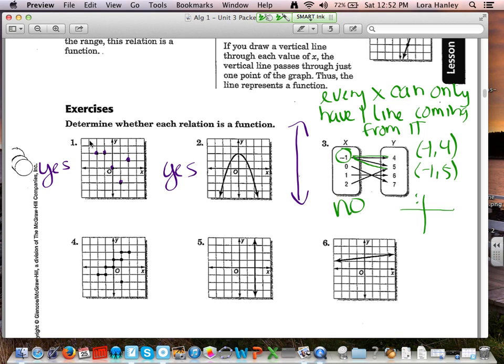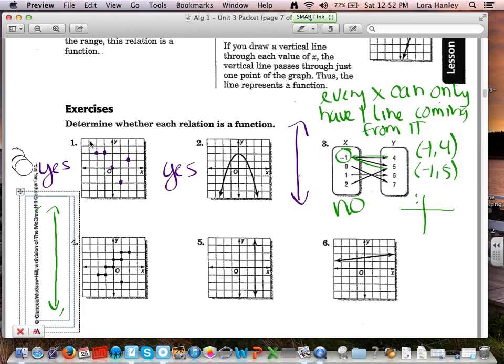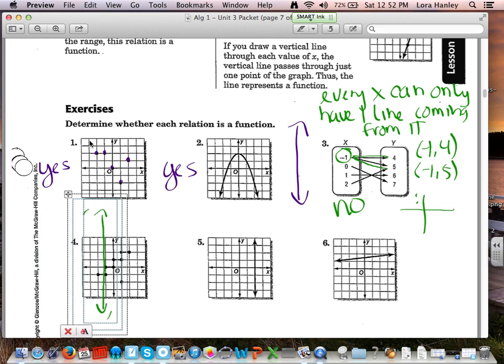In number 4, a new vertical line here. Oh, it's not as vertical as we'd hoped. Hold on. That's a little better. If I use my vertical line test here, we're okay here, and right here you have two points going through that line at the same time, so that is not a function.